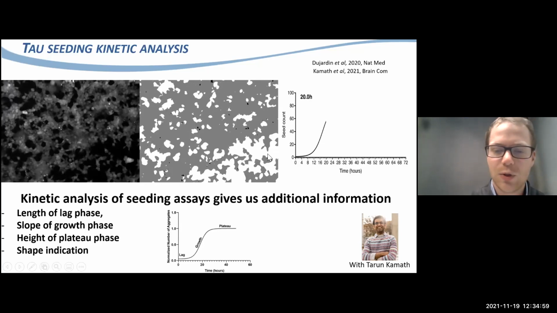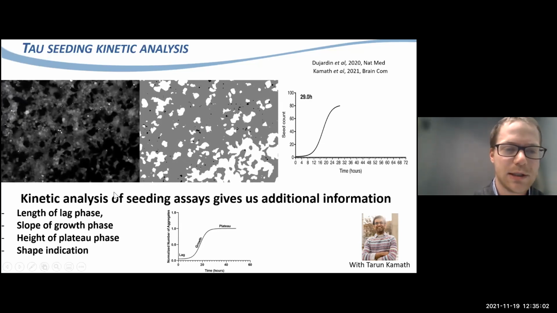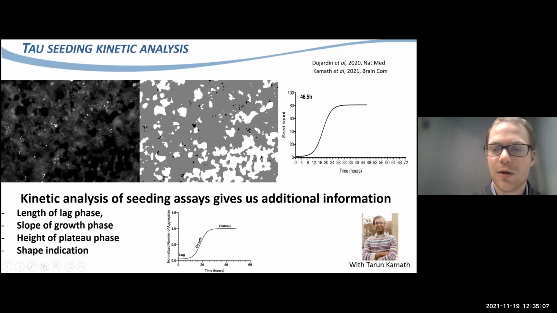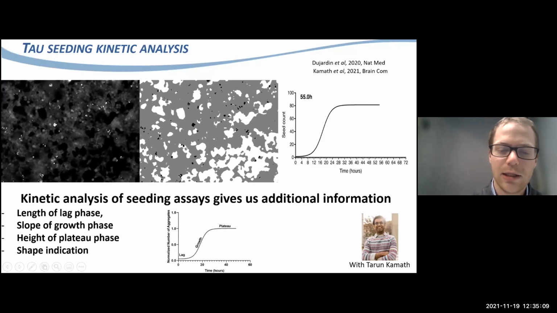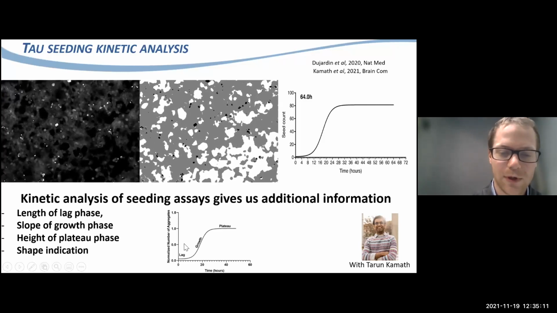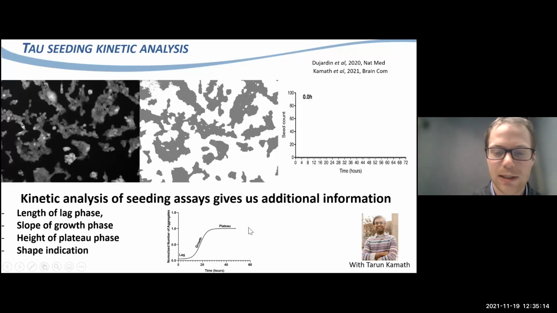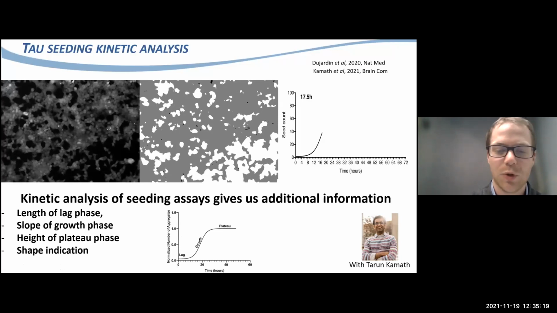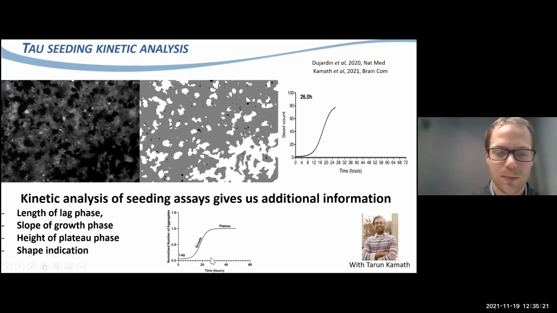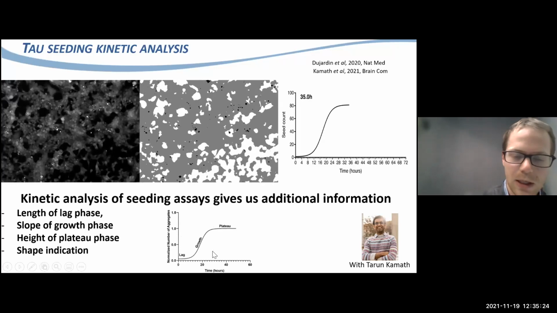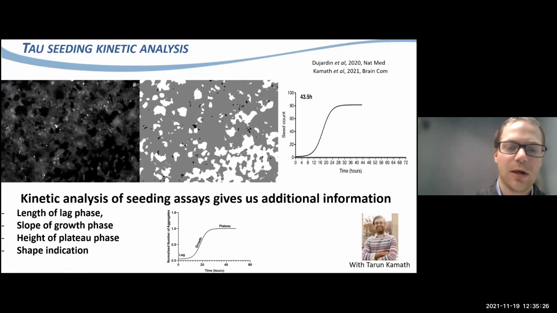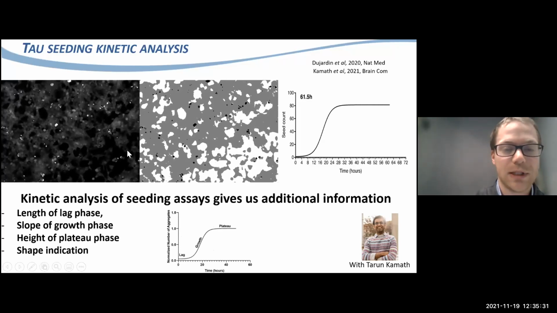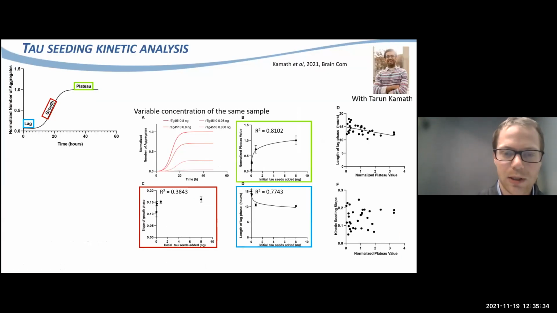And so what you can see here is that when you put seeds on these cells and you image them, you have this very typical curve that includes a small lag phase, a quite rapid growth phase, and a plateau after 35 hours somehow. And also you can quantify, in addition to that, the shapes of these aggregates. And so that's what we did.